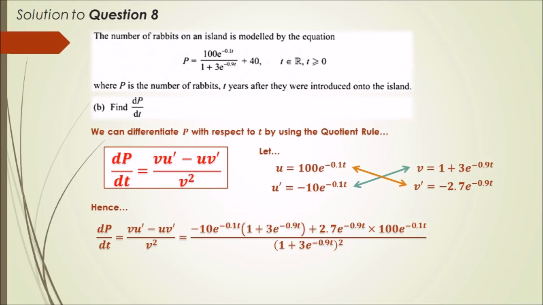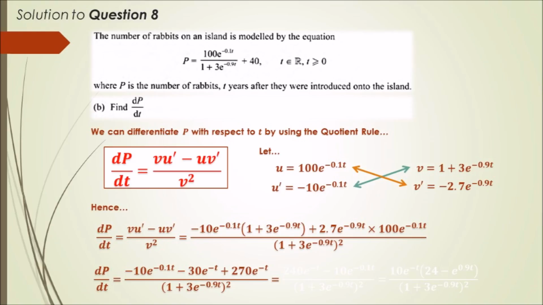So first things first, let's expand the brackets and multiply out the right hand side. We should get minus 10e to the power minus 0.1 t times 1 is the same, minus 30e to the power minus t. So remember, minus 0.1 t times minus 0.9 t, you add the power, so minus 0.1 plus minus 0.9 is just minus 1, so just minus t. And likewise, plus 270e to the power negative t for the same reason.